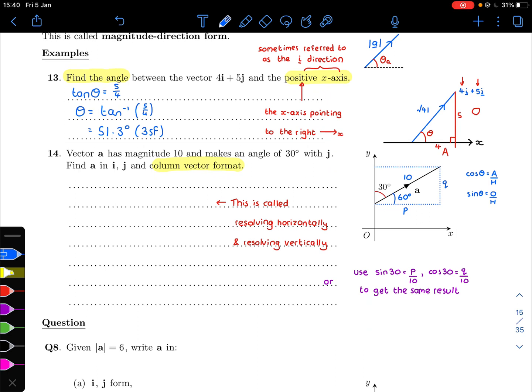Next question. Vector A on the diagram has a magnitude of 10, so I've added that to the diagram. It makes an angle of 30 with j, j being the unit vector acting in the y direction, so it's been added as 30 degrees to the y-axis. We're asked to find A in column vector form. This vector has been given to us in magnitude-direction form, so we can go back now to ij and column vector form.